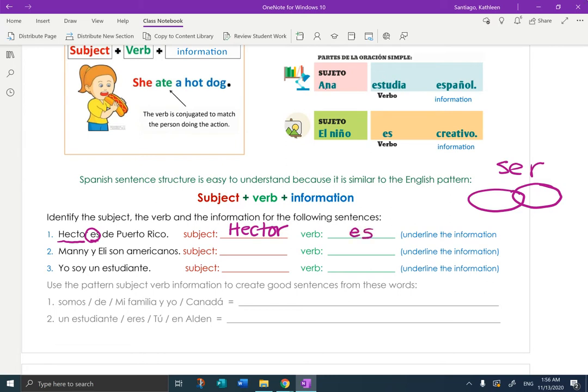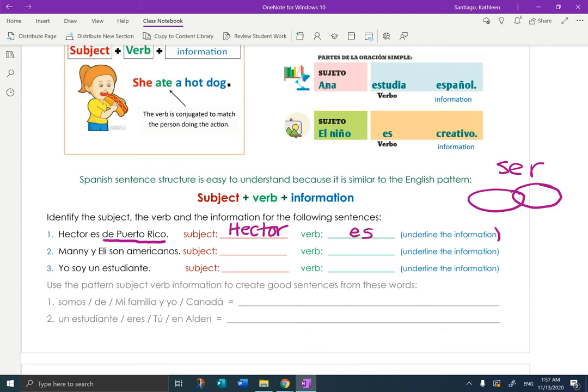And now it says underline the information. So I'm going to go back to the original. I shouldn't have underlined these. So I'll get rid of the underline in the circle. And it says, and underline the information that's left. So the information that's left is de Puerto Rico. So you can do 2 and 3, identify the subject and the verb, and then underline the information.